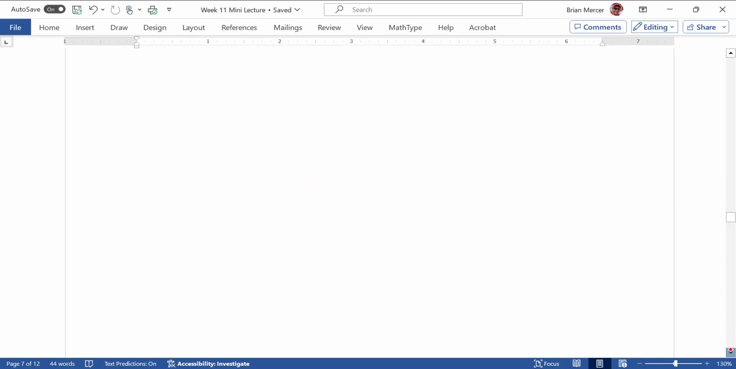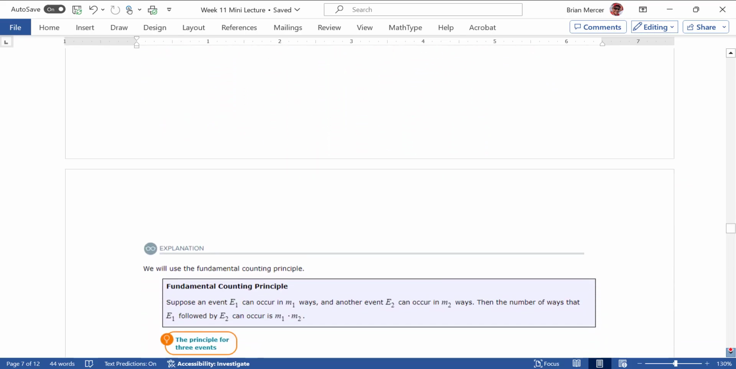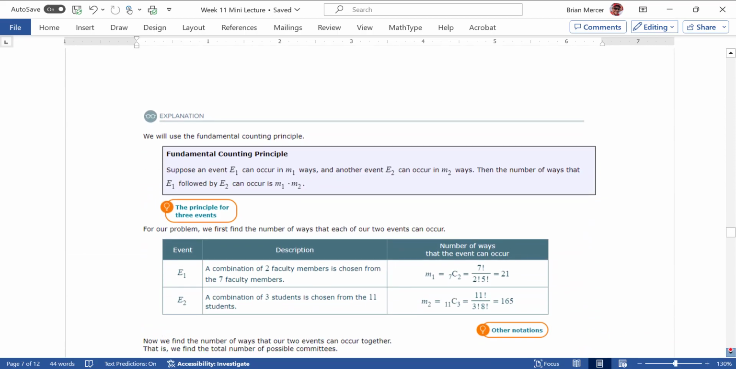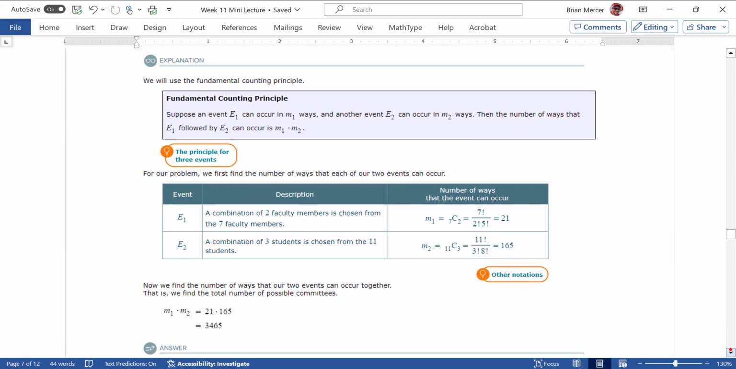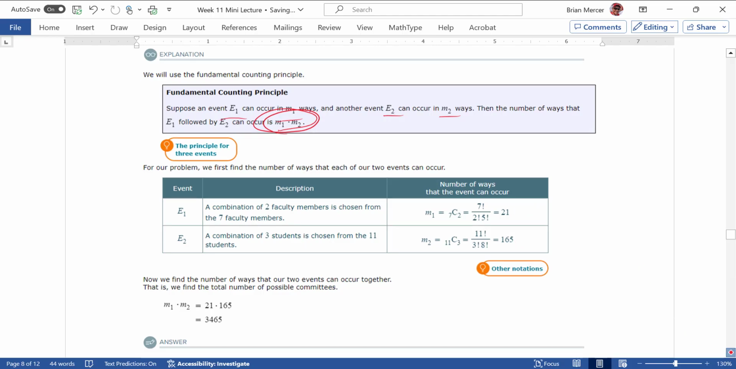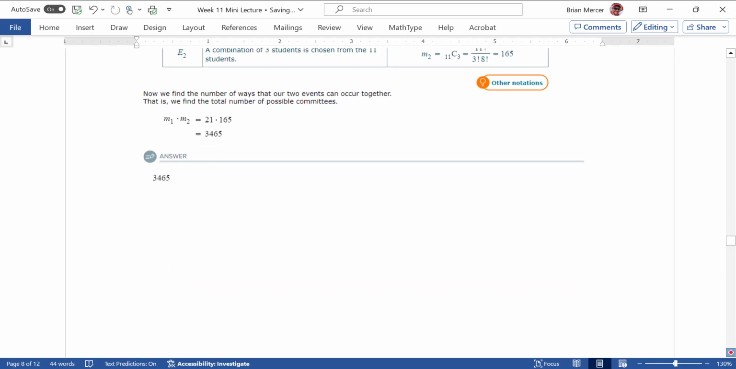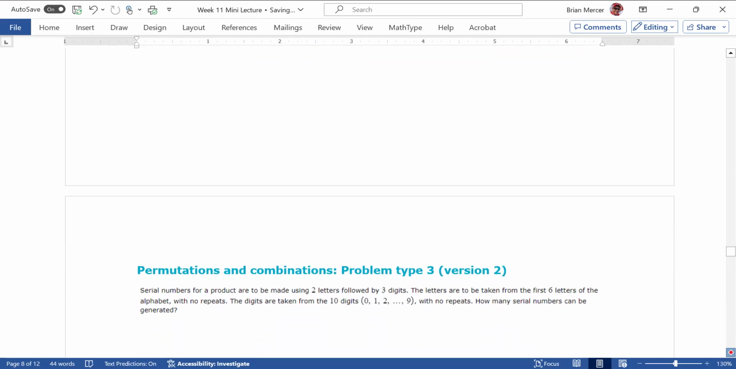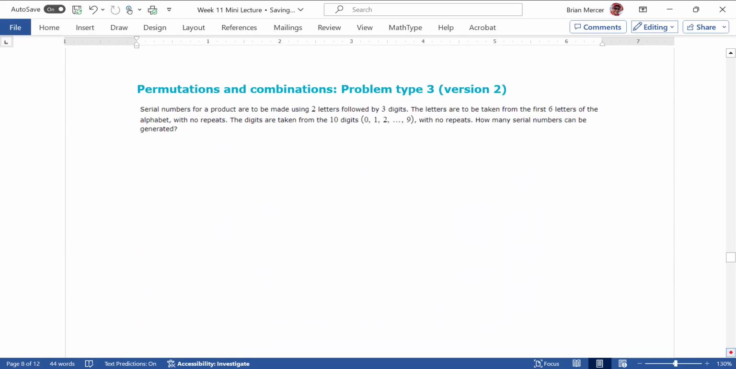Now let's look at another one. I'll scroll through the ALEKS explanation, but that's pretty straightforward. Fundamental counting principle is why we're multiplying those together, by the way. If E1 can occur in M1 ways and E2 can occur in M2 ways, then the number of ways E1 followed by E2 can occur is you multiply them together, and that's what we did. And you saw there's the 21 and 165. So that's that one.